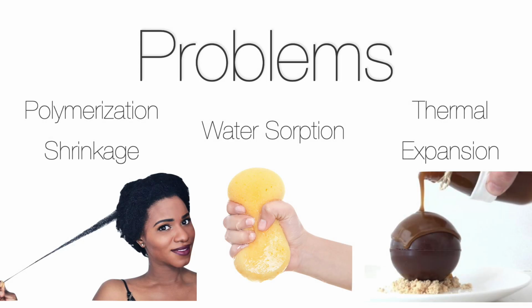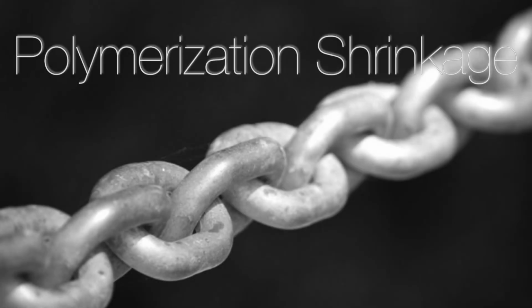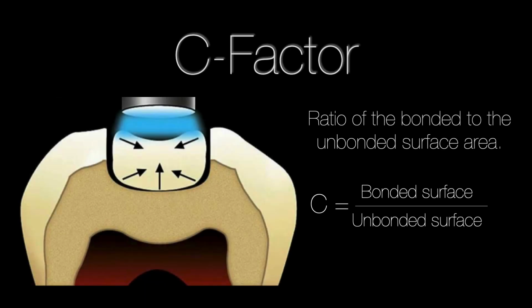And the problems we know they have are polymerization shrinkage, water absorption, and thermal expansion, the three most common ones. The polymerization shrinkage is caused by the dimensional rearrangement of monomers into polymer chains during polymerization. There's a reduction in the volume of the mass due to a decrease in the intermolecular distance. We know about the C factor, which is the ratio of the bonded to unbonded surface area.